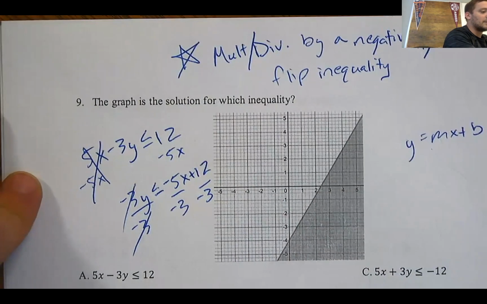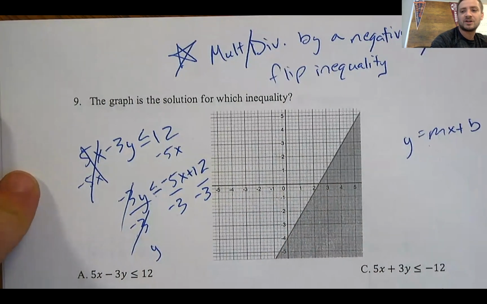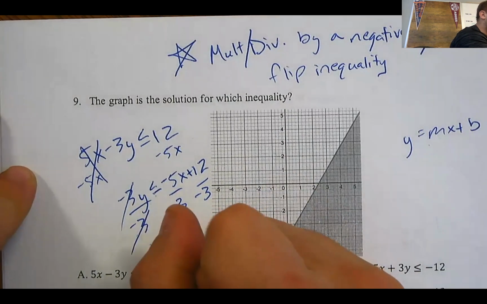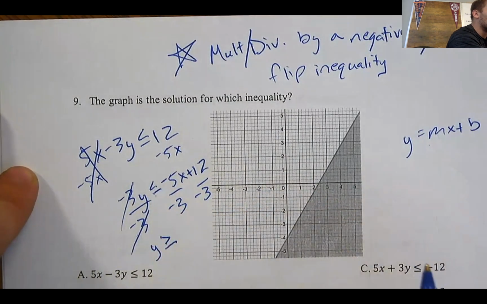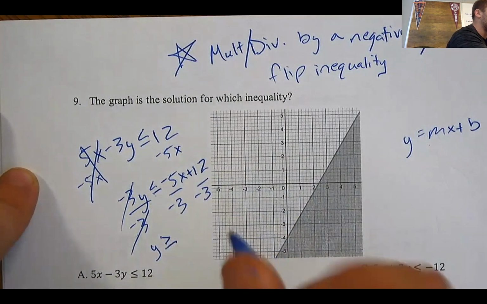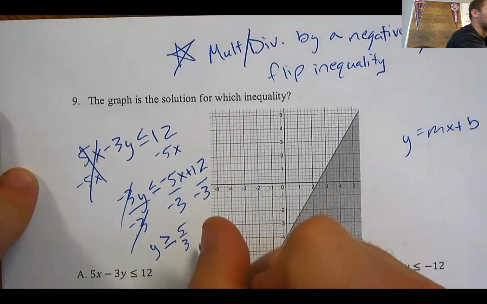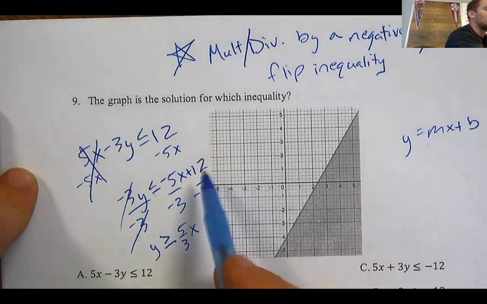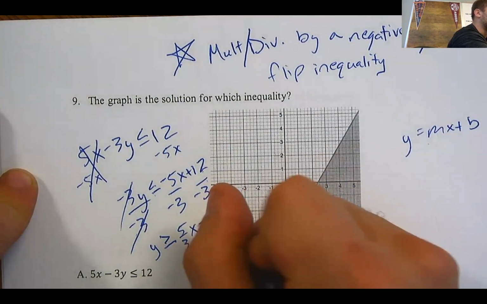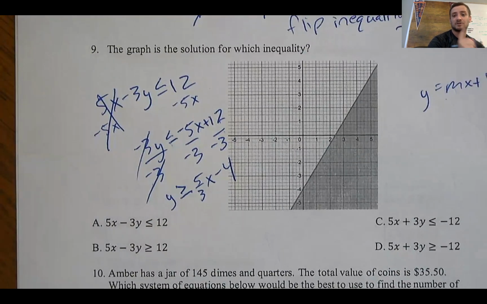All right, so right here, we just divided by negative 3, so we need to flip the direction of the inequality. So y is greater than or equal to, and then now we can start to simplify our fractions. Negative 5 divided by negative 3 is 5 over 3x. 12 divided by negative 3 is negative 4. And guys, I can already tell this answer is wrong.